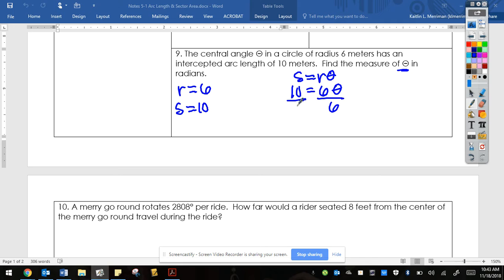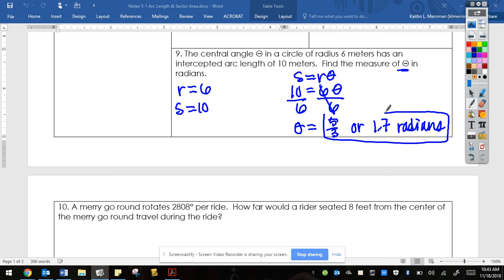So we divide by 6, and we end up getting that theta is either simplified 5 over 3, or if you divide that as an actual fraction to get a decimal, you're going to get 1.6666666, which you can just round to 1.7. And this is in terms of radians. This is the weird one where it didn't have pi in the final answer, but it is in terms of radians because that's what we use when we're using this formula.